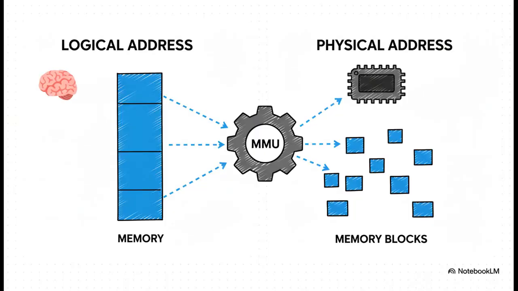The secret sauce here is this brilliant idea of separating two different kinds of addresses. You've got the logical address. This is the nice, tidy view of memory that your program sees. It gets to pretend it has this huge, clean, empty space all to itself. Then you've got the physical address. This is the messy reality of where stuff actually is on the physical RAM chips. And a special piece of hardware called the MMU, or Memory Management Unit, acts as a real-time translator between the program's dream and the hardware's reality.